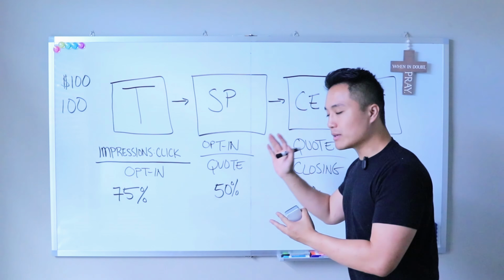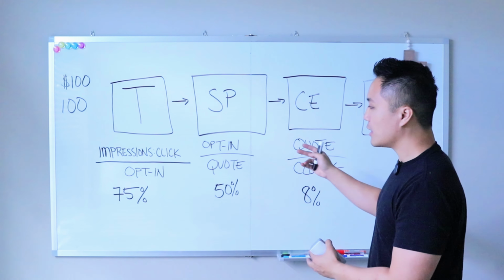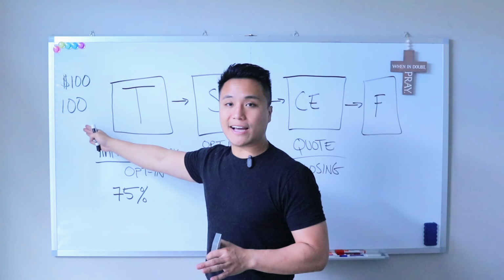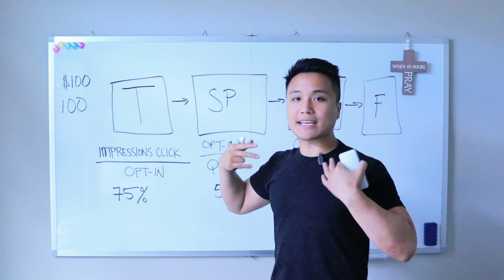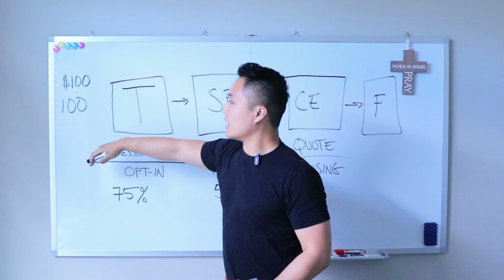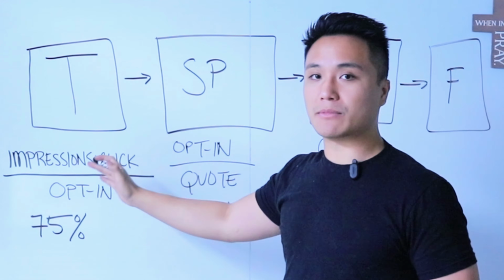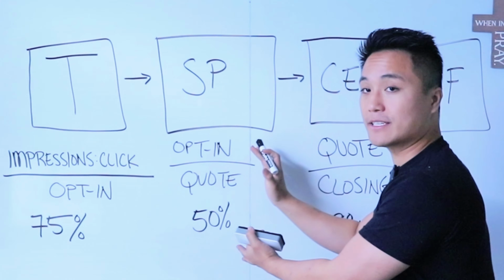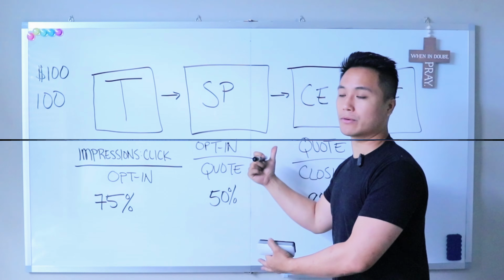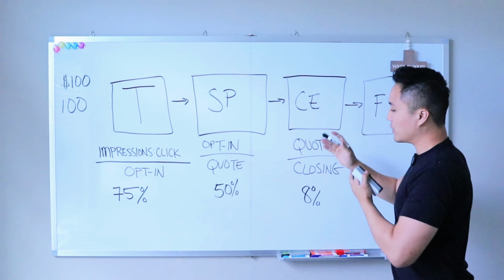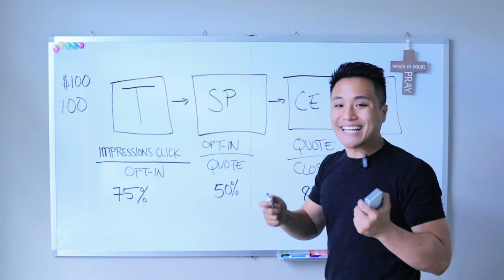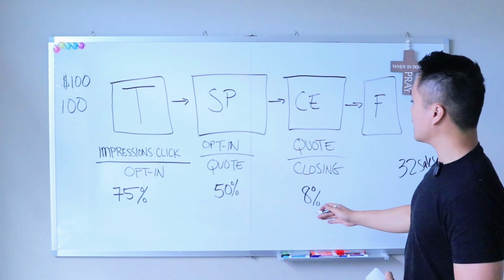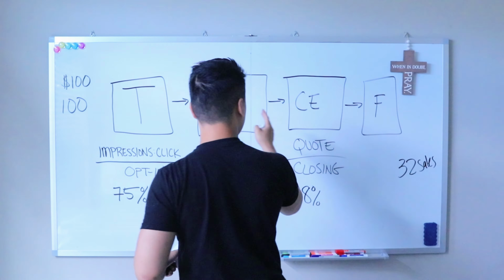So in this case, if you want to increase the efficiency of your funnel, we have to look at the numbers here. In this scenario, we spend $100 on ads. It gets us 100 leads. Let's say in theory, out of all the 100 people that see it, 75% of them opt in to getting more information. Out of the people who opted in, you get 50% to request a quote. And out of the 50% who requested a quote, we have 8% that close. So in theory, this funnel gets us 32 sales. With the current numbers right now, $100 gets us 32 sales.